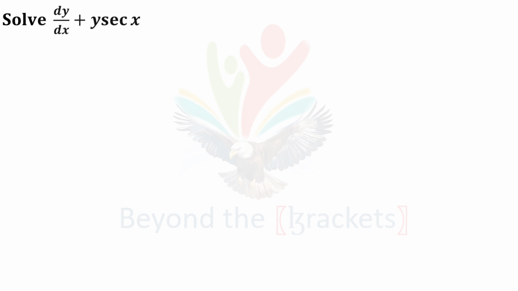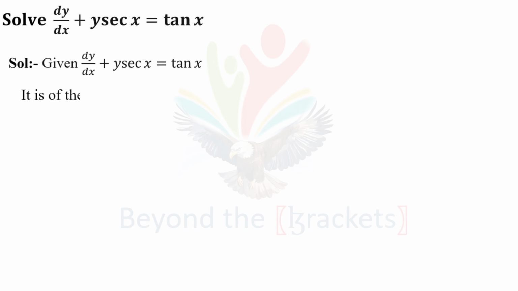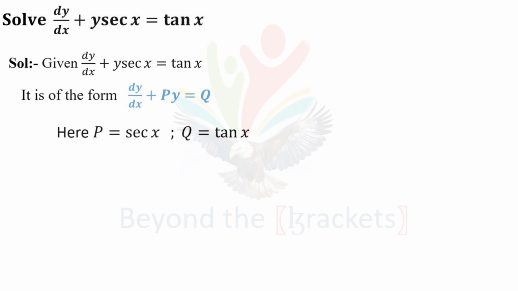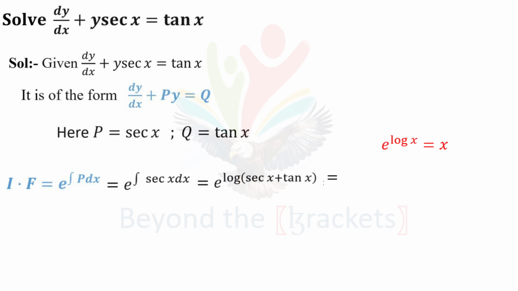Now moving on to the next problem. This given differential equation is already in the standard form dy by dx plus py is equal to q, where p is the coefficient of y, that is secant x, and q is the right hand side, that is tan x. Integrating factor is given by e power integration of p with respect to x, and the value of p is secant x. Integration of secant x is log of secant x plus tan x. This further simplifies to secant x plus tan x.